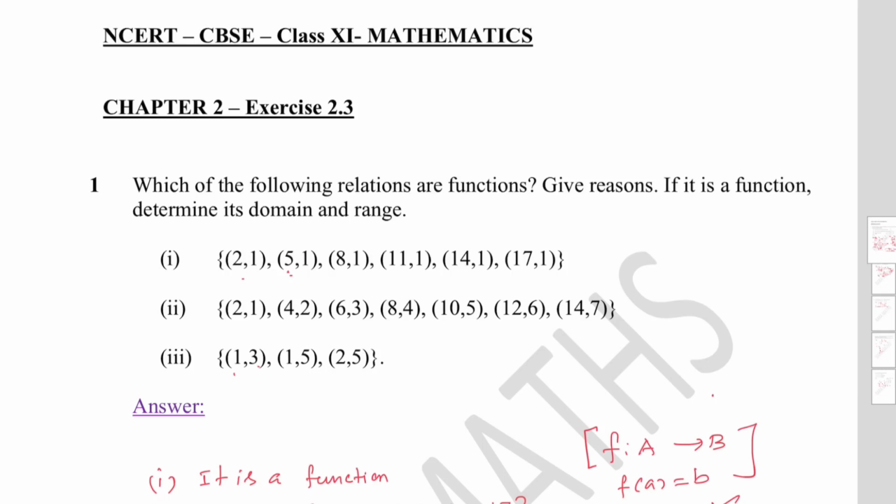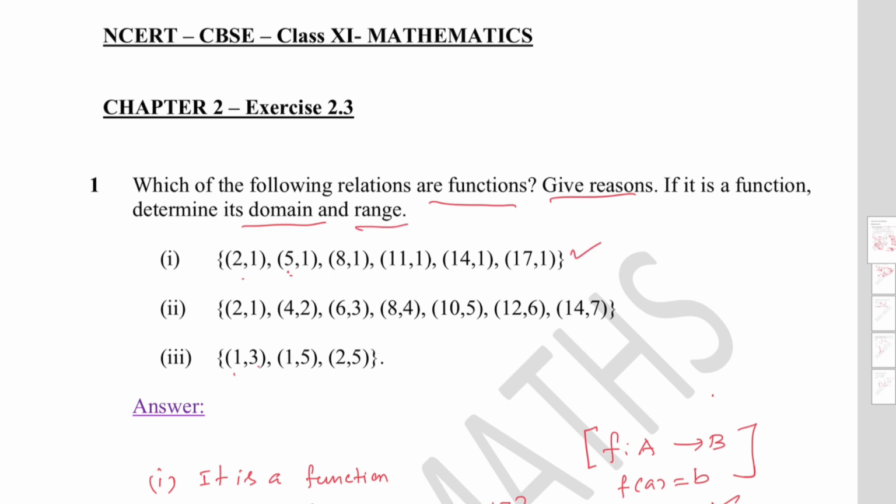Okay, now let us discuss class 11 mathematics chapter 2 exercise 2.3. First question: which of the following relations are functions? You have to identify which of the relations are functions and give reasons. If it is a function, determine the domain and range. So consider the first question.